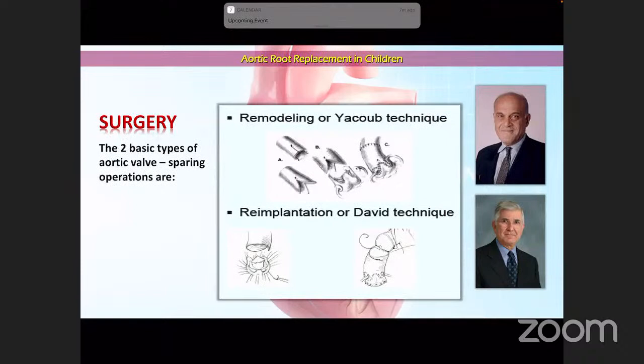Then Tirone David from Toronto introduced this reimplantation technique, where the whole aortic root is replaced, but the aortic valve apparatus is pulled inside the Dacron tube and sutured inside the Dacron tube. So you end up with the aortic valve apparatus inside the Dacron tube, and the Dacron itself anchors the aortic root and prevents dilatation. And the aortic valve functions inside normally.